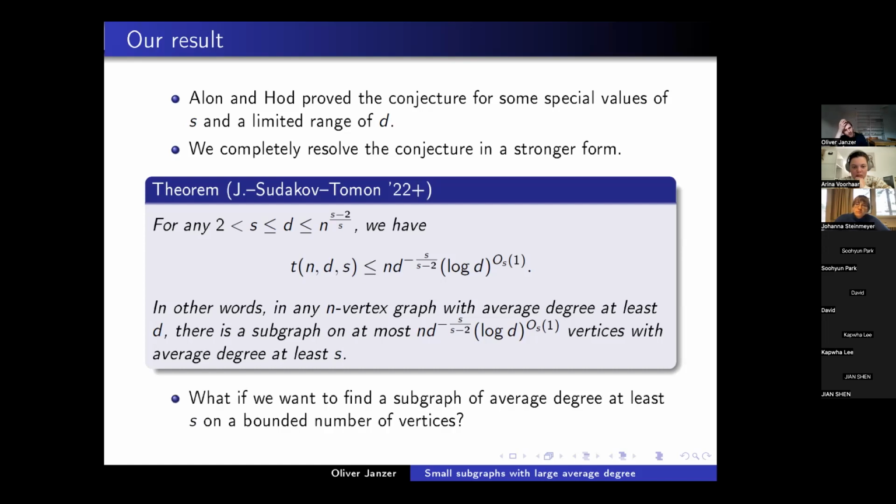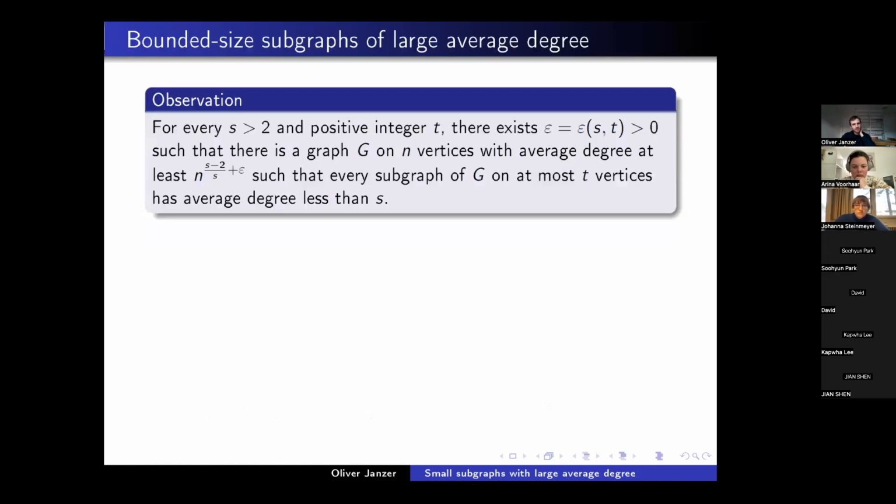Now, you might wonder what happens if you want a really small subgraph with large average degree. So you don't just want a subgraph on this many vertices, but actually a subgraph on a bounded constant number of vertices. Then clearly the question is, how large an average degree do you need to start with in the host graph?